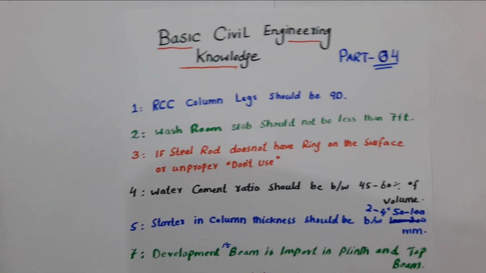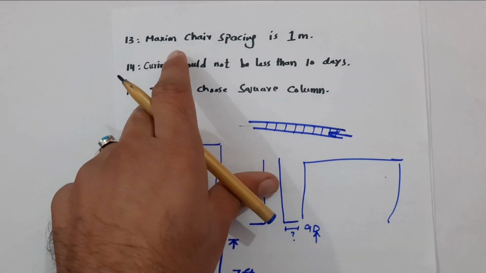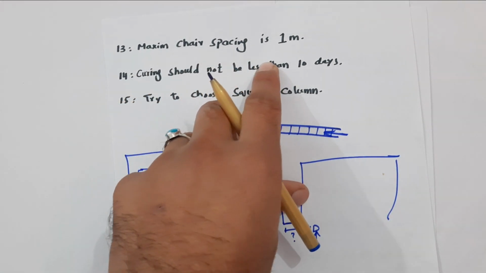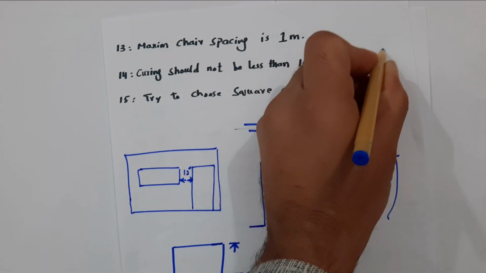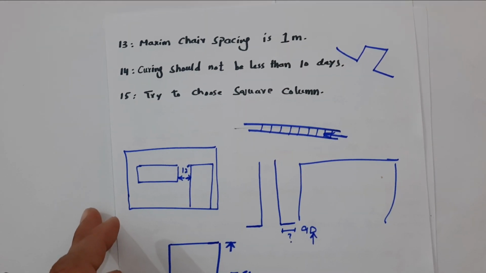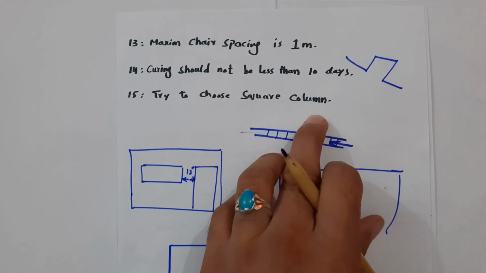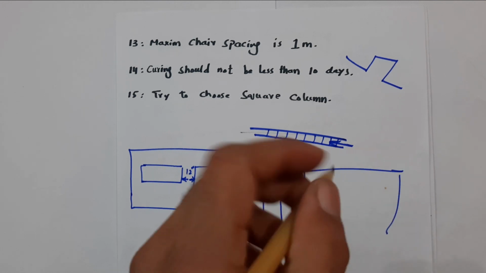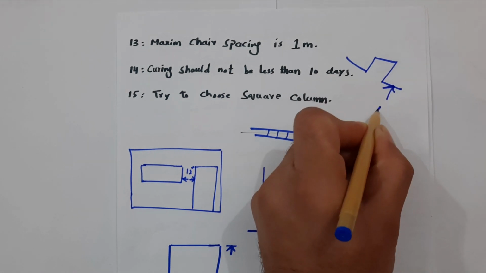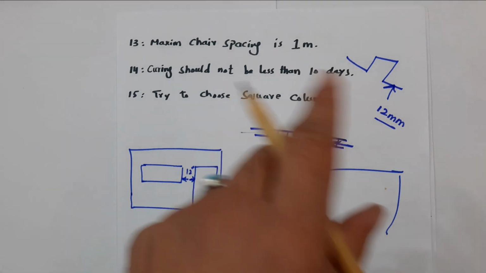Now the 13th one is, guys, maximum chair spacing is 1 meter. As you can see, this is a chair, especially we are using it in slab, also in raft foundation, to maintain the spacing for main bars and distribution bars. So the spacing of chairs should be maximum 1 meter, and the dia of chair should not be less than 12 millimeter. Minimum 12 millimeter should be used for chair, okay.